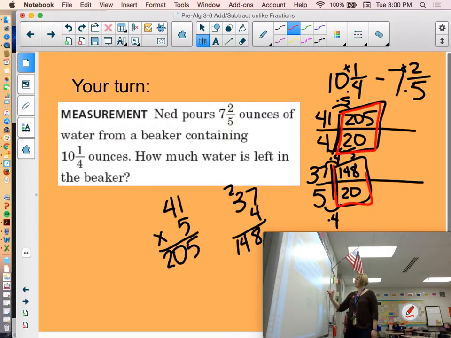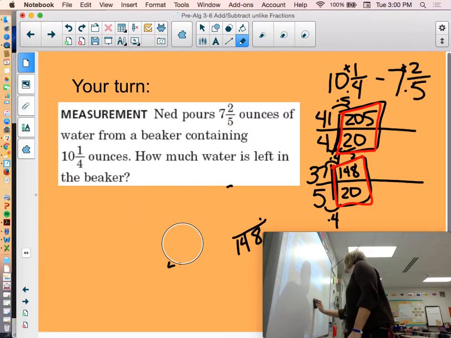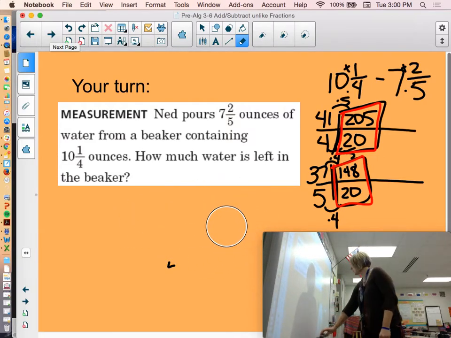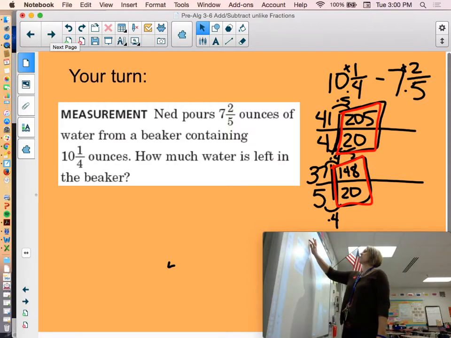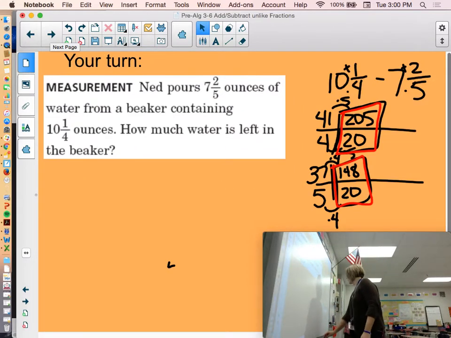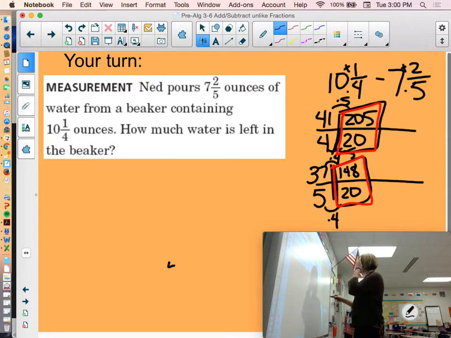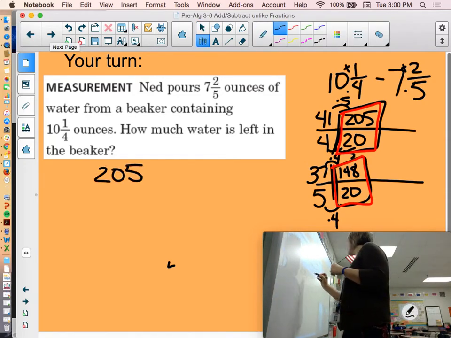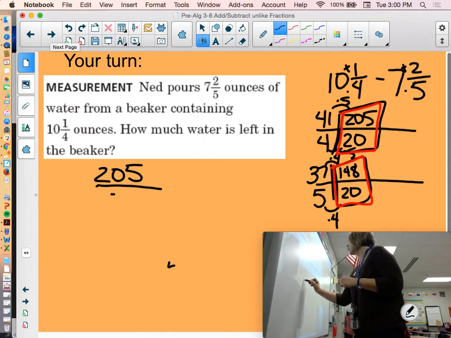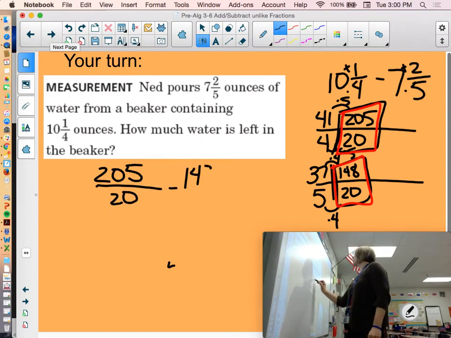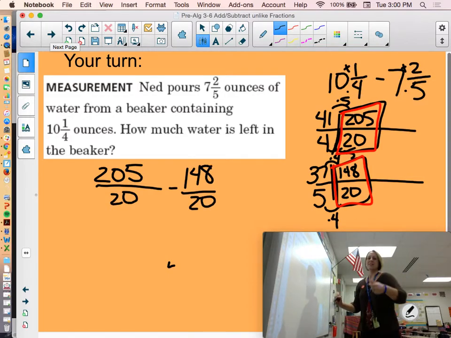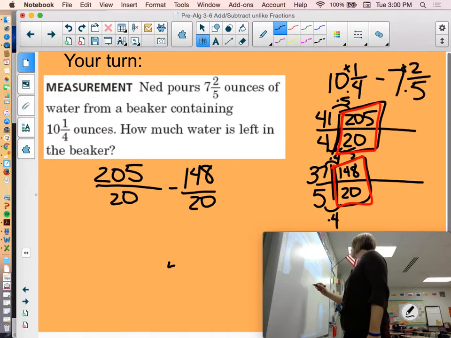Let's try this, okay? And then I just need to figure out, am I going to subtract or add? Well, in this case, subtract. So I do 205 minus 148. Let's move this out of the way. I get to do that. You get to just find another spot on your paper. Okay, I'm going to move these up a little bit so we have a little more space. Okay, here we go. We're going to go back to black, back in black. 205 over 20 minus 148 over 20. We can do this. Keep the denominator 20ths, and then do 205 minus 148.